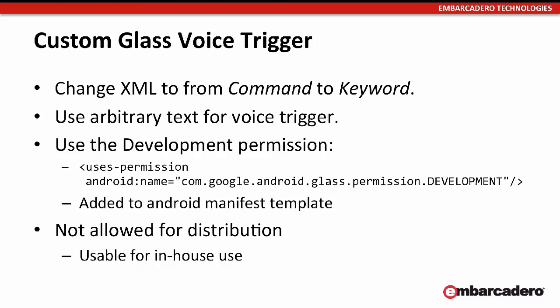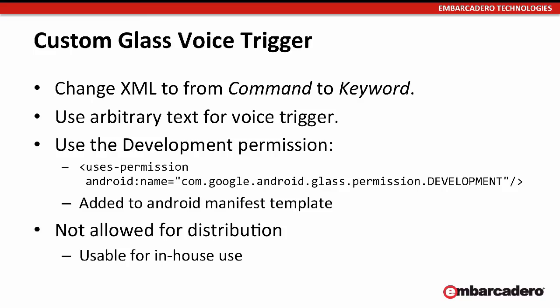For custom Glass voice triggers, you can change the XML from being an XML command to a keyword, and then you can use arbitrary text for the voice trigger. In order to do this, you have to add a development permission, and this can only be done for non-distributed apps, like for in-house use. And the reason is because Google wants to standardize on the voice commands that are used, and they create some models so that they can work offline very accurately.